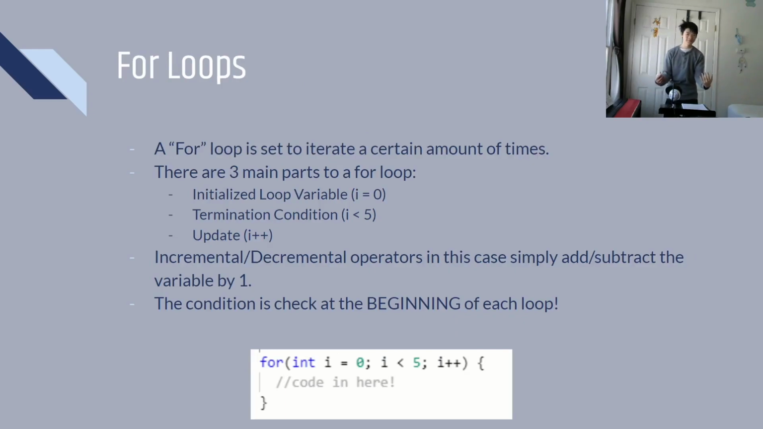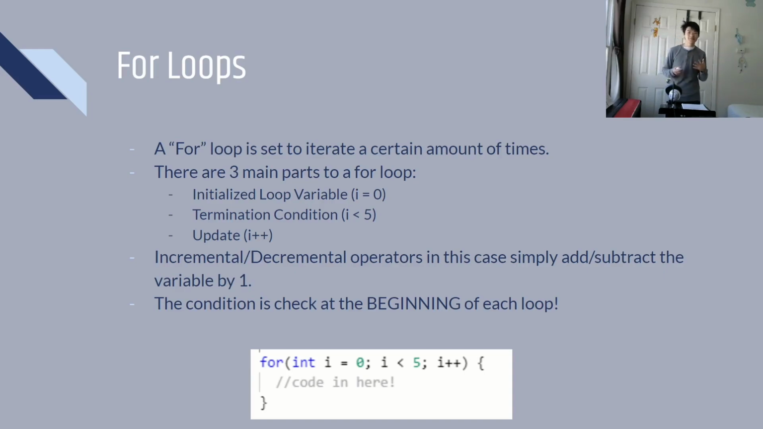A for loop is the first loop that we're going to be going over. It's set to iterate a certain amount of times, and there are 3 parts to this loop. If you can see in the image below, you can see all 3 parts in there. So first we have the initialize loop variable, which is the first part. We're initializing a variable, such as i, let's say, and we're making it equal to a certain value. We have the termination condition, which is when the loop should stop. So while this condition is true, the loop will keep looping. But once it becomes not true, it exits the loop. Lastly, there's the update statement, which is updating the variable. Now, we have incremental and decremental operators, as you can see in the image, and in this case, we can say that the incremental or decremental operator basically just adds or subtracts 1 from the variable.